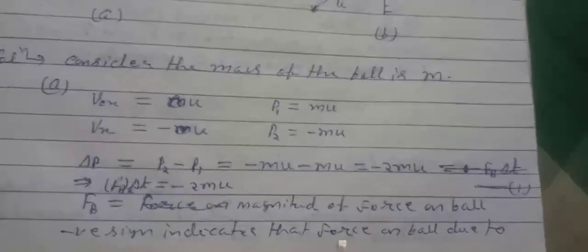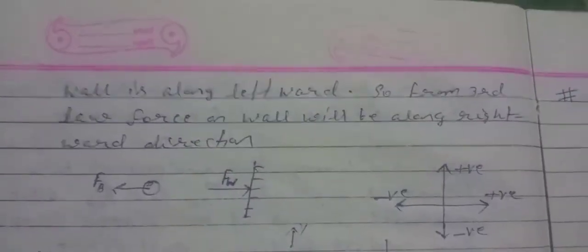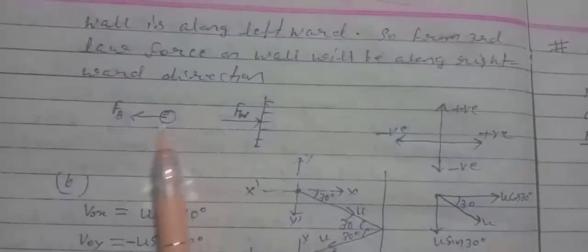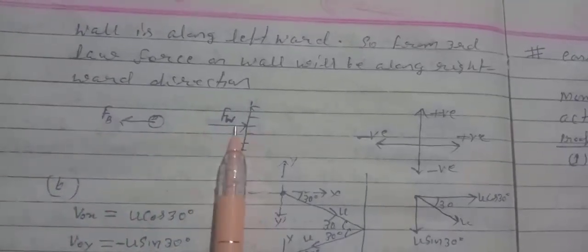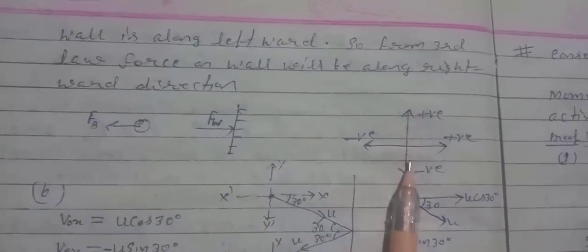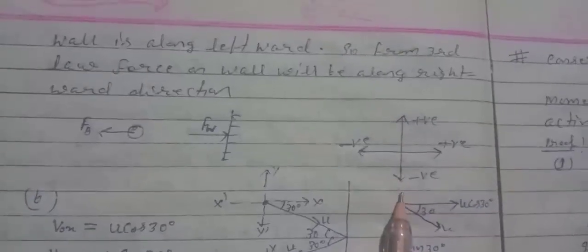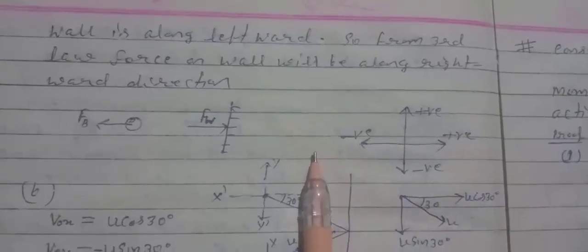The negative sign indicates that the force on the ball due to the wall is along the leftward direction. So from the third law, the force on the wall will be along the rightward direction as shown in the figure. Fb is acting in this direction, so the force on the wall will be in this direction. Here is the sign convention as shown. The upward direction is taken positive, downward direction negative, rightward direction positive, and leftward direction negative.